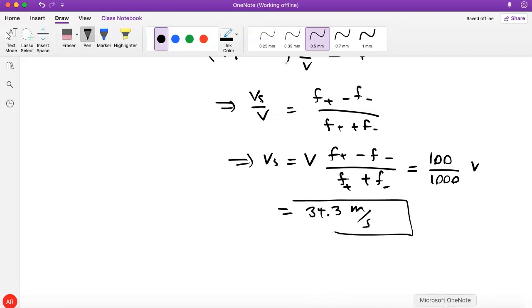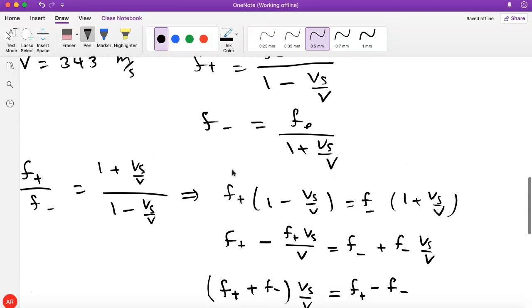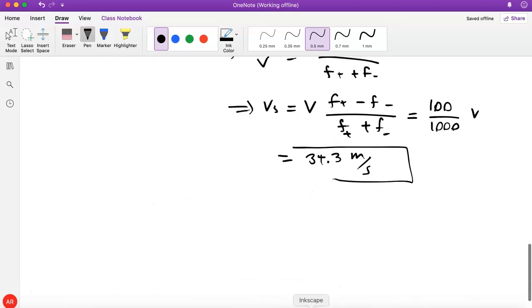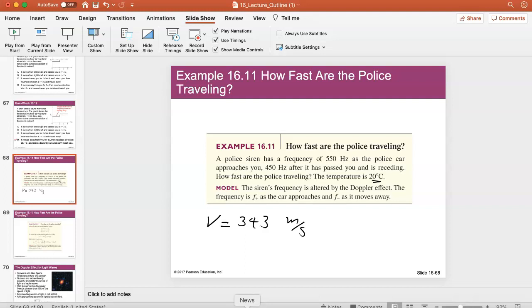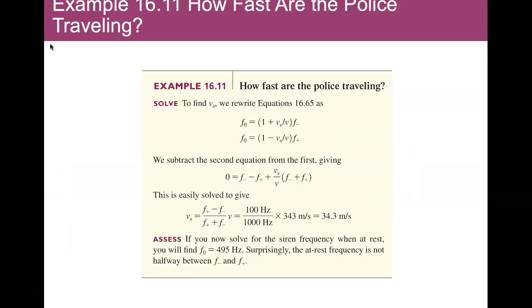All right, so basically making use of the equations to solve for Vs, the speed of the police car. If the problem had asked also for the natural frequency of the siren, now that we have Vs, we can go into either of these equations and solve for F0, right? Now that we know Vs, we can write F0 to be F minus, which we know, times 1 plus Vs over V, and we can solve for it. Yep, so that's basically the answer.